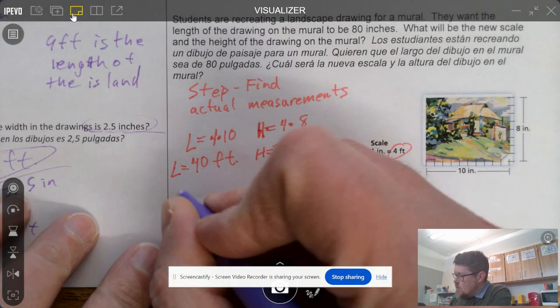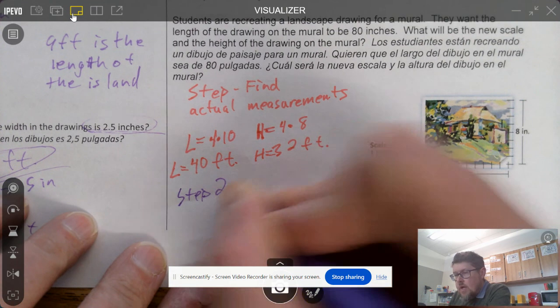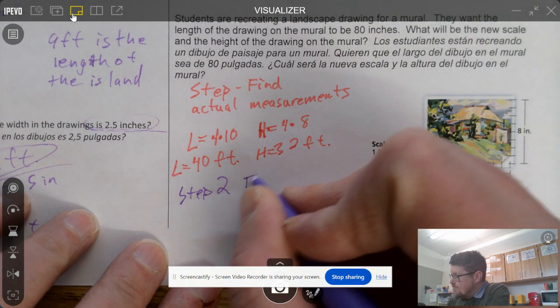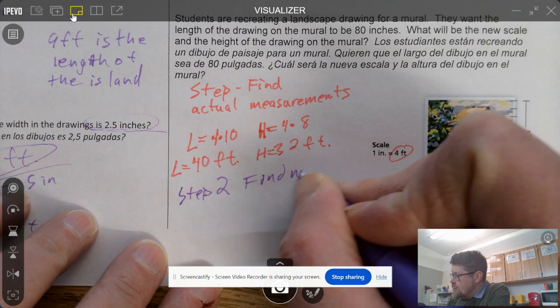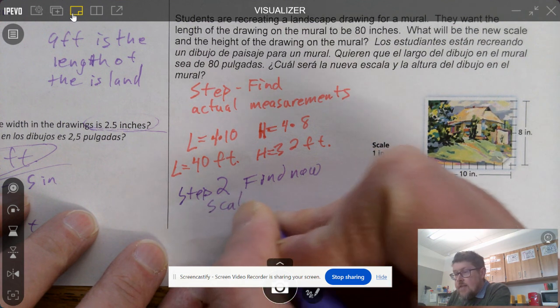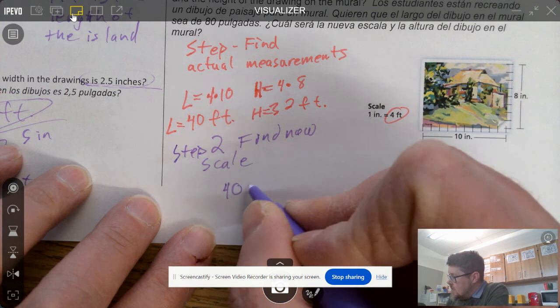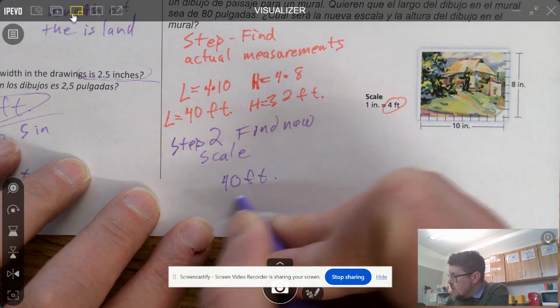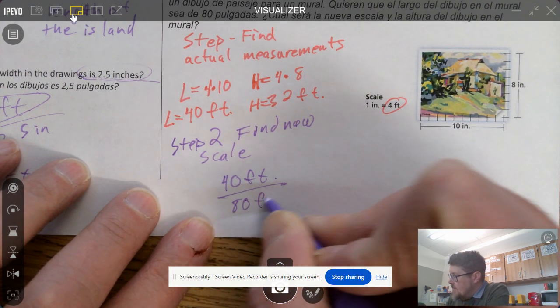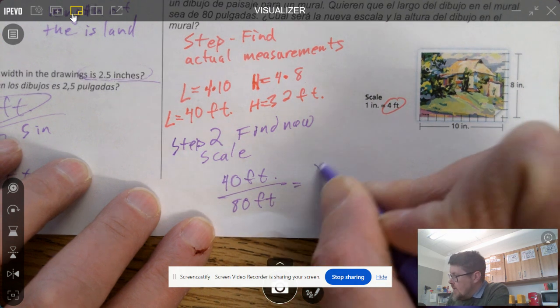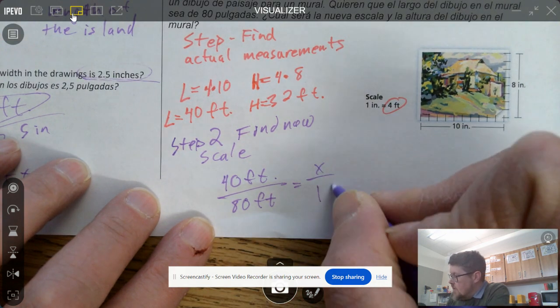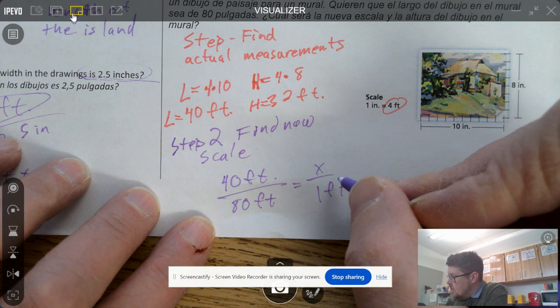So step 2, find the new scale. And the idea here is we're going to set up a proportion. We've got 40 feet for the original length. The desired length is 80 feet. And then we're going to have that x equals 1 foot. Okay. And x is going to be the new scale.